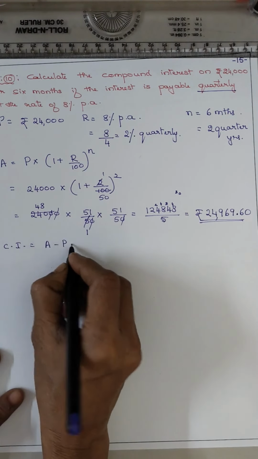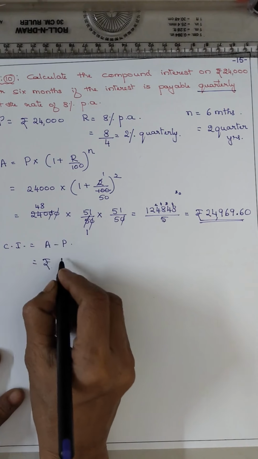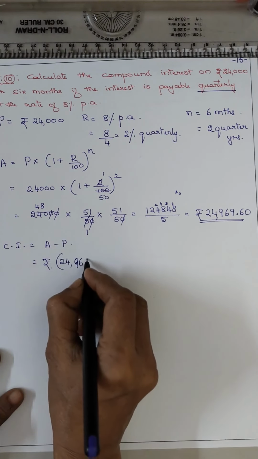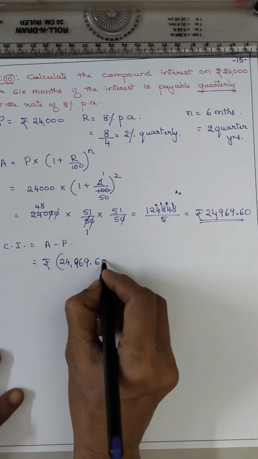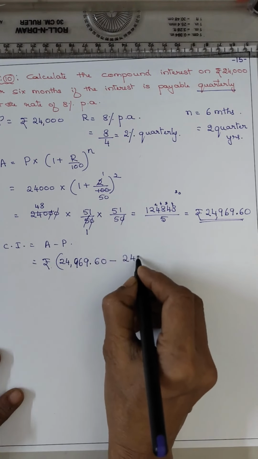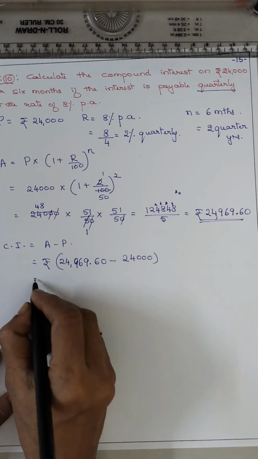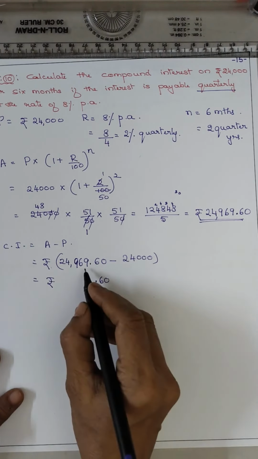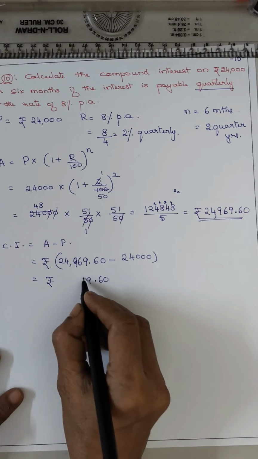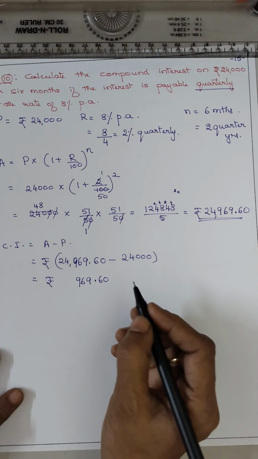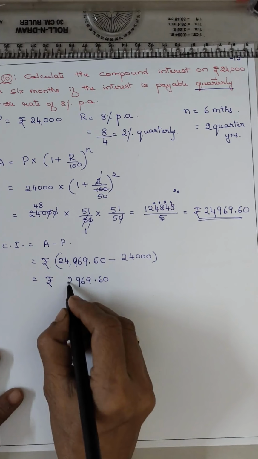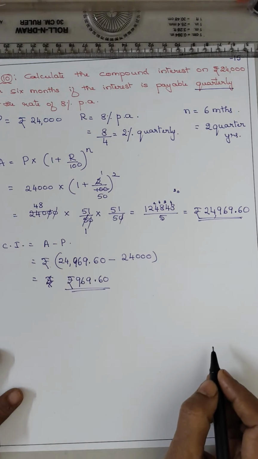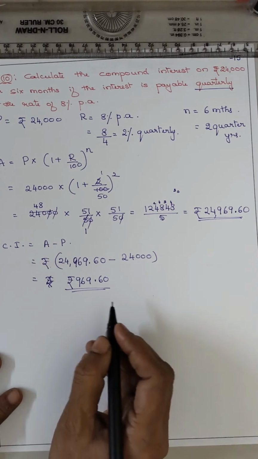Amount minus principal, 24,969.60 minus 24,000. You got decimal 0.60, 969 as it is. So it is rupees 969.60. That is the answer.